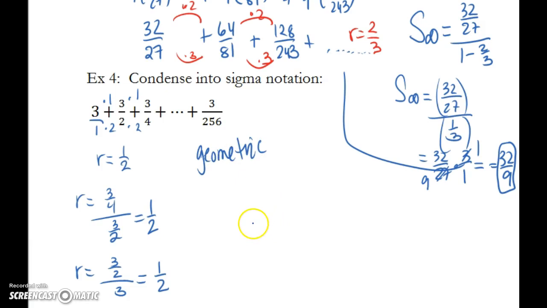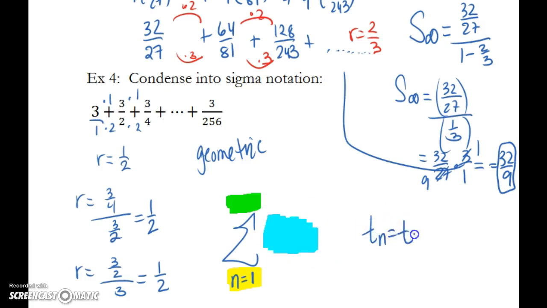And when we set this up in sigma notation, we need our starting value, we need the last value of n we're going to plug in, and we need a formula. So our starting value makes sense to start with n equals 1, and our formula would be for a generic term. So our formula for term is Tn equals T1 times r to the n minus 1. Keeping n generic, so we can plug in any value of n we wish. T1 is 3, r is 1/2 to the n minus 1.